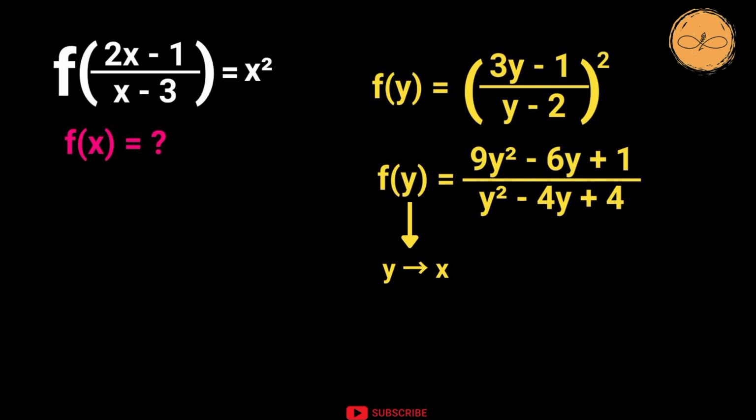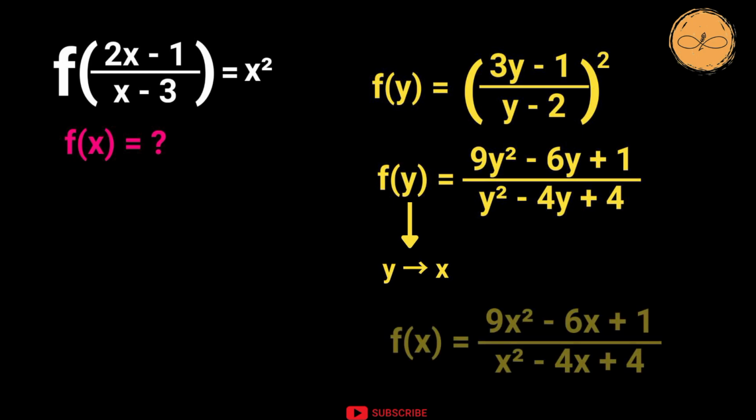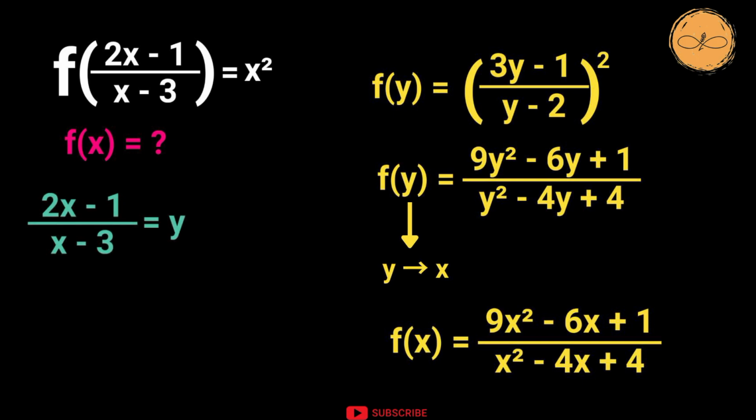And that's going to give us f of x equals 9x squared minus 6x plus 1 divided by x squared minus 4x plus 4. Of course we have to consider the domain here. x cannot equal 2, and so on and so forth. For the original problem, if you think about it, the domain is going to limit that x equals 3 is not defined, and so on and so forth.